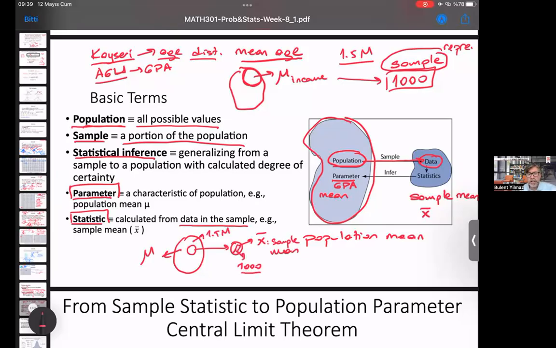Is this clear, guys? Do you understand the difference between parameter and statistic? Is that clear? I want to see some thumbs up or okay kind of thing in the chat. Please do so. Everything is clear, right? It's very easy. I want you to understand this topic.